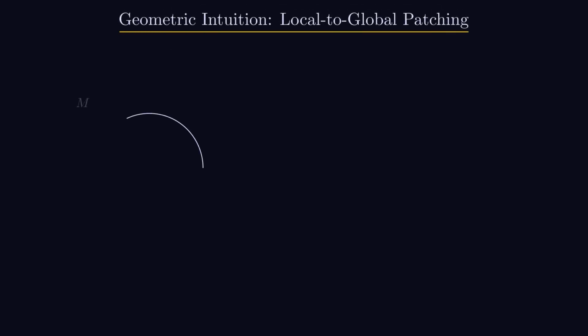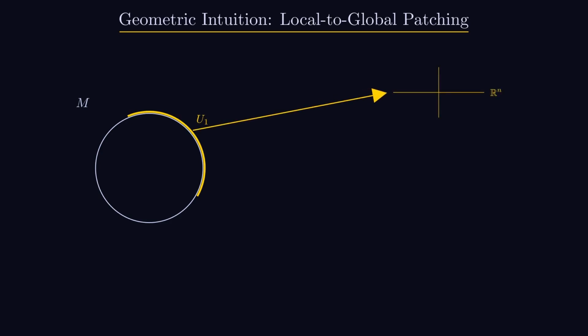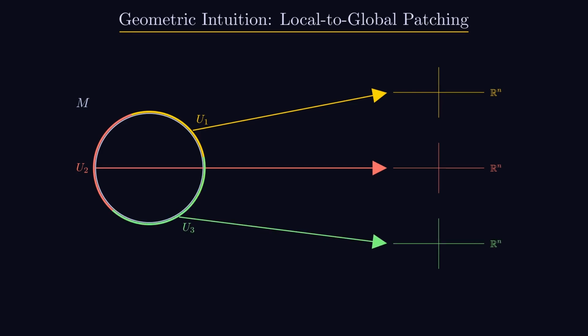On the left is a schematic of the manifold M. The first chart U1, in gold, covers roughly the upper third of M and maps it to a flat coordinate grid in R to the N. The second chart U2, in red, covers the left portion, overlapping with U1. The third chart U3, in green, covers the bottom, overlapping with both previous charts. Together, the three patches cover all of M. The collection of all these charts forms an atlas. The defining property of an atlas is that the union of all chart domains covers M entirely.